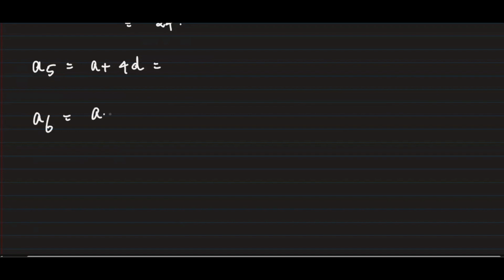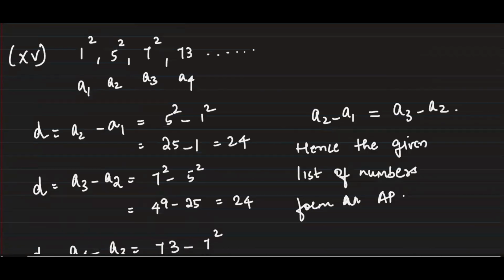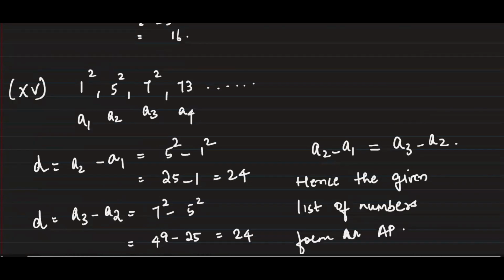That is basically the fifth term. Okay, A5, fifth term, that is A plus 4D. Then we'll have to find the sixth term. That is A6, that is equal to A plus 5D. Then we'll have to find the seventh term. A7 is equal to A plus 6D. So now what is A here? What is the first number? A stands for the first number. First number is actually 1 square, which is actually 1.